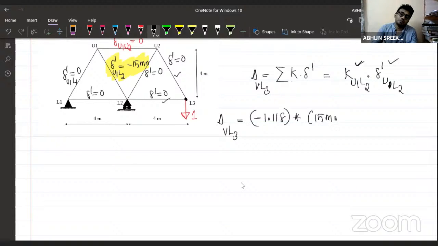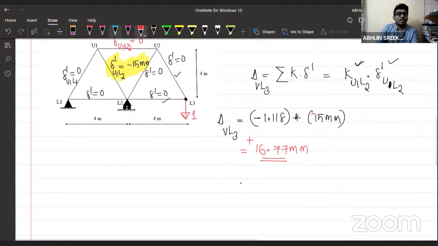Is it correct? No, it is not correct. Why? Because if the member is shortened by 15 mm, which means the length of the member is getting decreased, in that case, I have to consider it as negative. This will be the equation. I think it will come out to be 16.77 mm, something like this. You have to confirm this. You are getting a positive answer here.